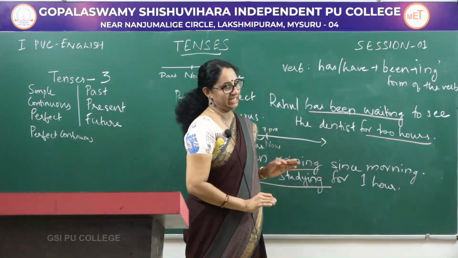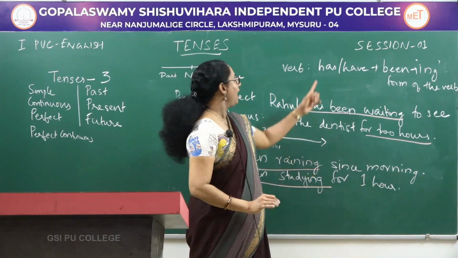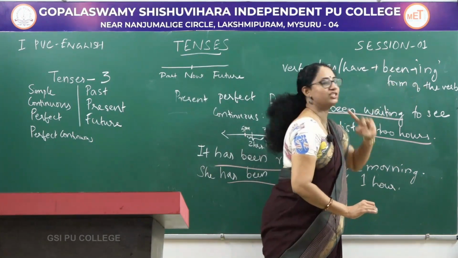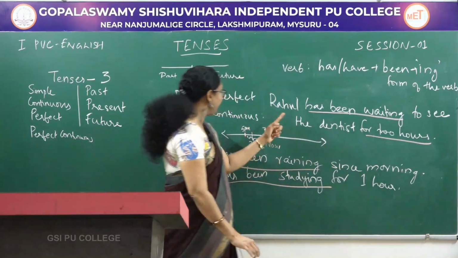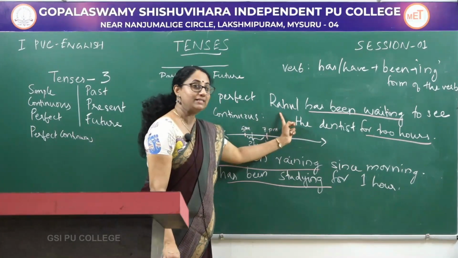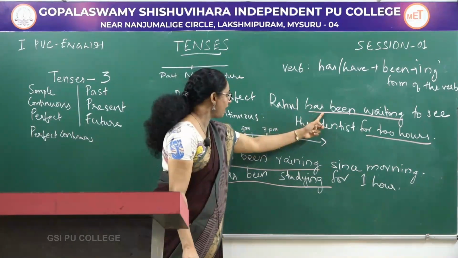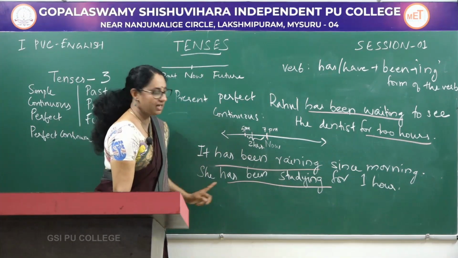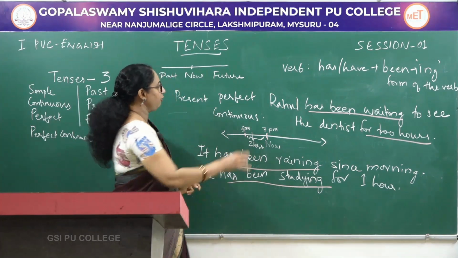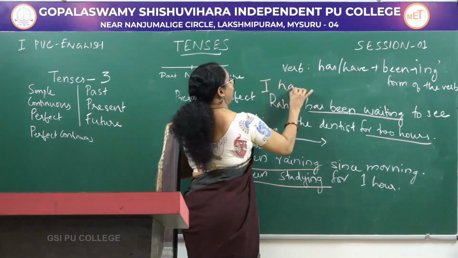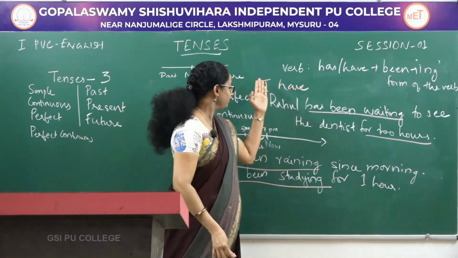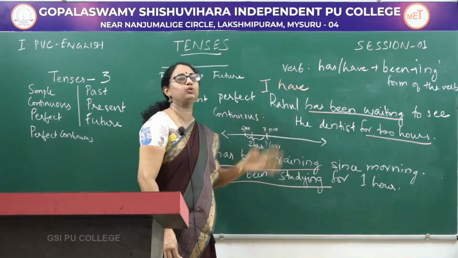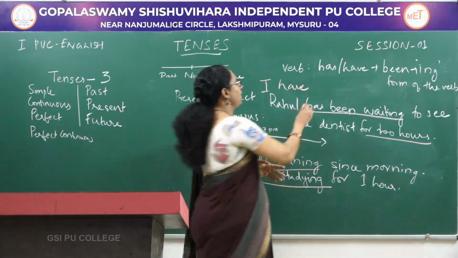Now just look at the verb part. How is the verb indicated in these examples? Have or has plus been plus ing form of the verb. See here Rahul, a singular subject, so we have used has, and here I have used both singular subjects, we have used has. Now if you want to have a plural subject, I can use they or I or children, students, etc. Any plural subject would do.